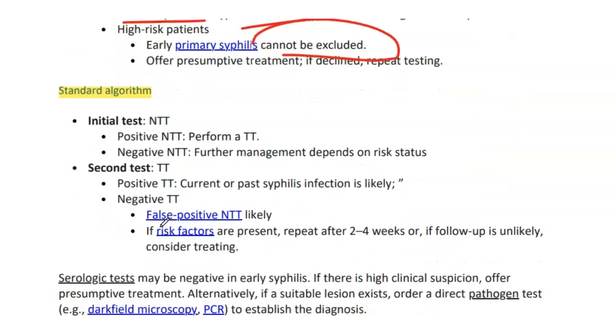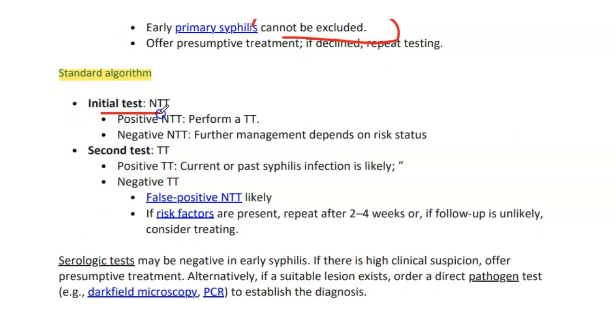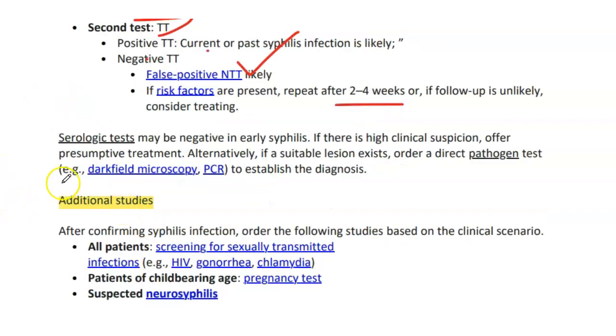What is the standard algorithm? Initially we have the non-treponemal test. If it comes positive, we perform a treponemal test. If the non-treponemal test is negative, further steps depend on the risk status. For the second test we have the treponemal test. If it comes positive, current or past infection is likely. If it comes negative, a false positive non-treponemal test is likely. If risk factors are present, repeat after 2 to 4 weeks, or if follow-up is unlikely, consider treatment. And these are the additional tests that can also be performed.